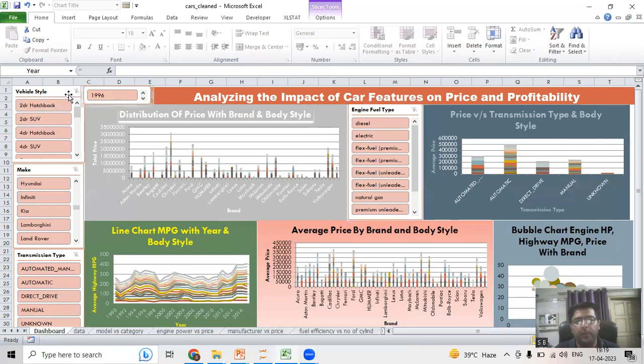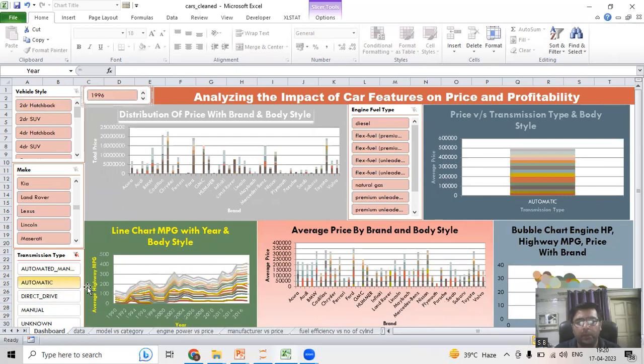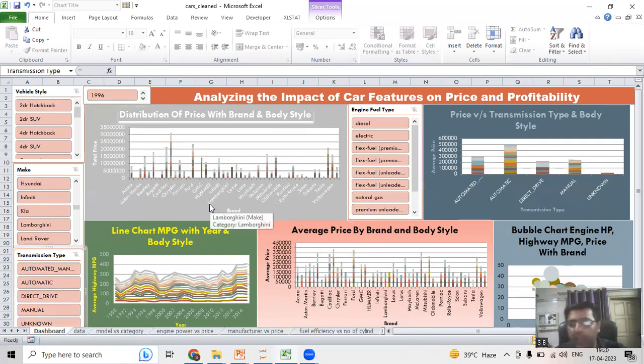Now, next coming on to vehicle style, make and transmission type. If I click on automatic or manual transmission type, I'll be getting the data of that particular transmission type. Now I've selected the automatic transmission type, and the plots show me the data for automatic transmission type. So this is how our interactive dashboard was created with the help of slicers.